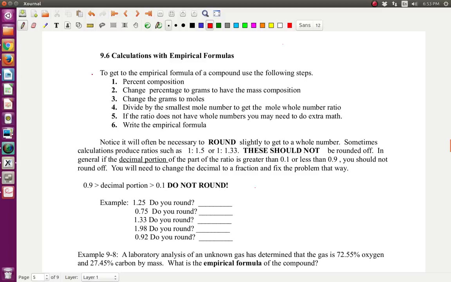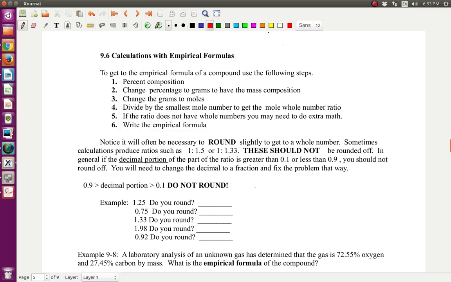I need you to take out your notes for Chapter 9 and turn to Section 9.6 on calculations with empirical formulas. You'll also need a calculator, a pen, and your periodic table. I'm going to go ahead and lecture through these notes and fill them in as we go. Just to tell you, this is the part of this particular test for Chapter 9A that will be the most involved, but I know you can do it.